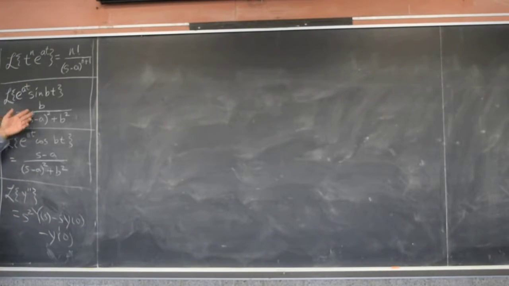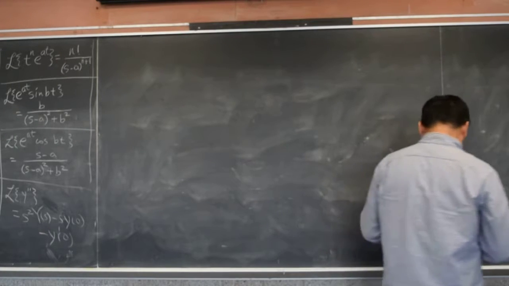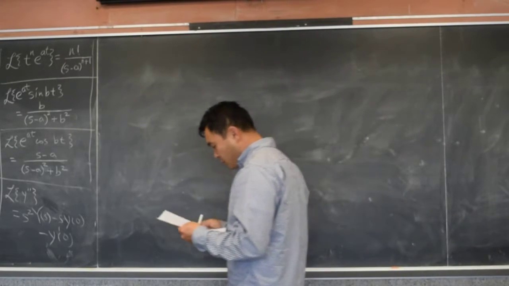And there's also these rules for e to the at sine bt, and of course you can also use this for the case when a is 0 or b is 0. They would say individual results. Same thing over here. Okay, let's try an example here.